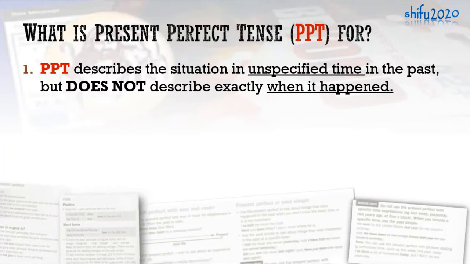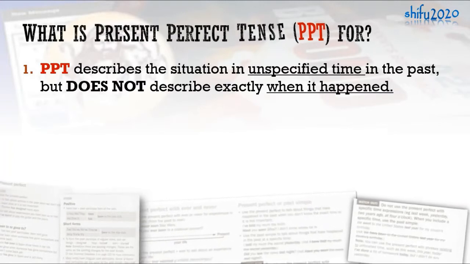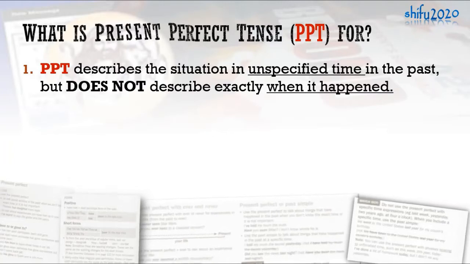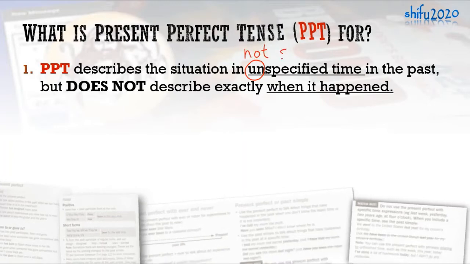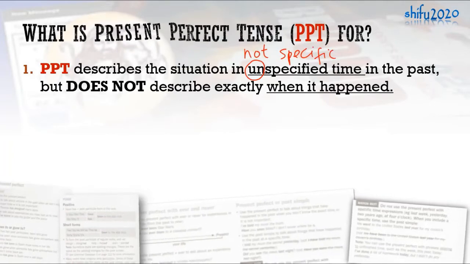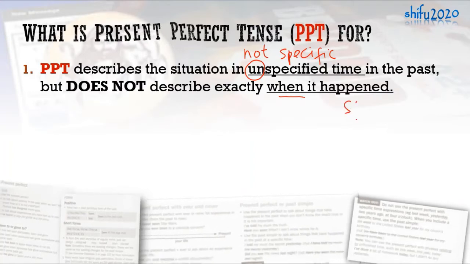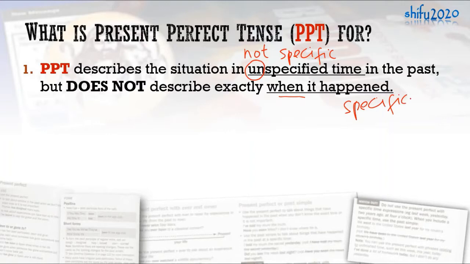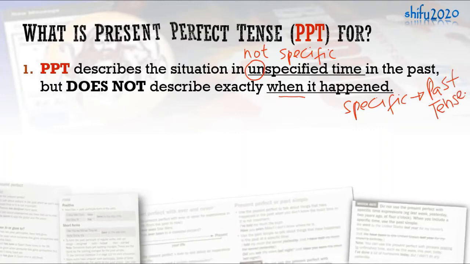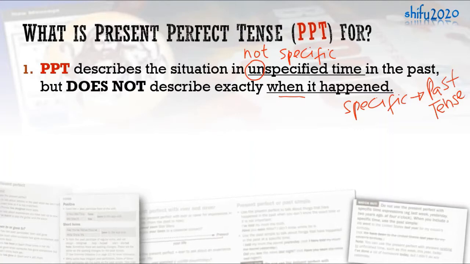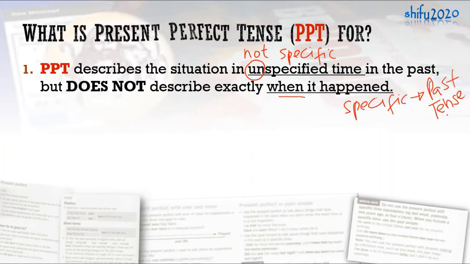The first one is it is used to describe a situation at a time which is not known in the past. So, this is unspecified or not specific. It does not describe exactly when it happened. So, you don't know when. If it is specific, if you know when it happened, then you have to use past tense. What signals are specific? It's like last week, yesterday, 2 days ago. Then you use past tense.